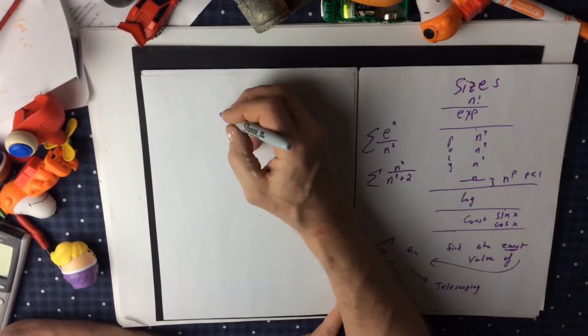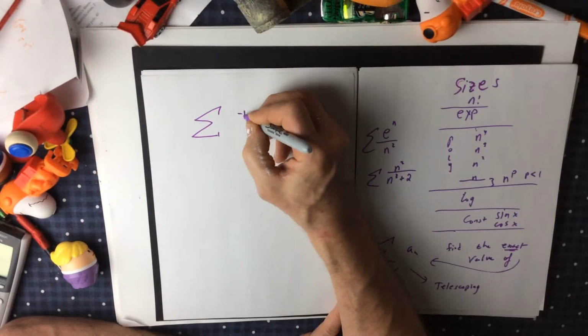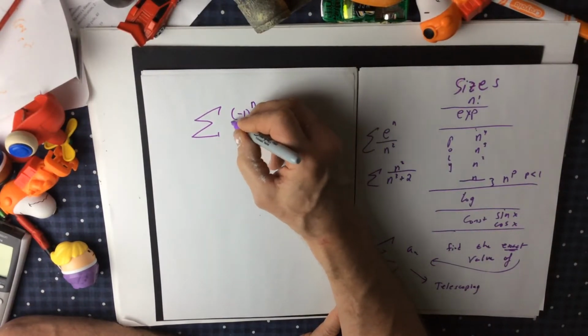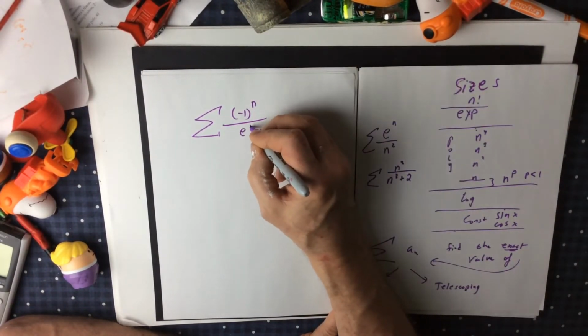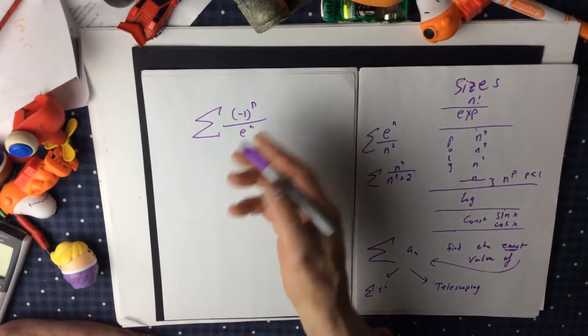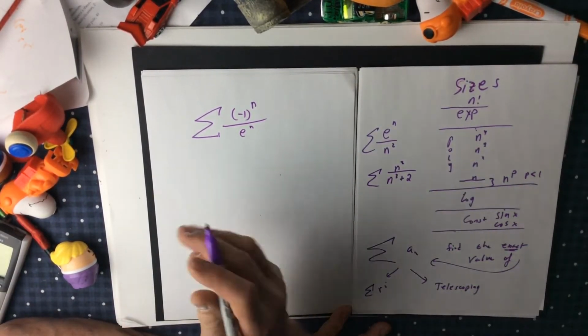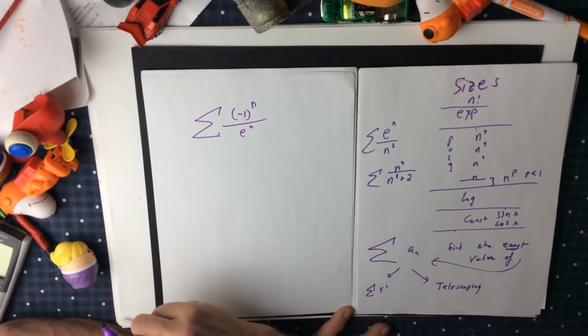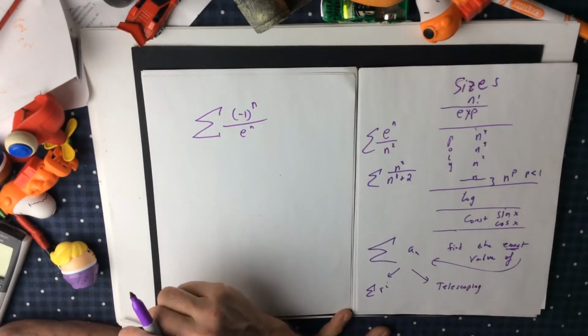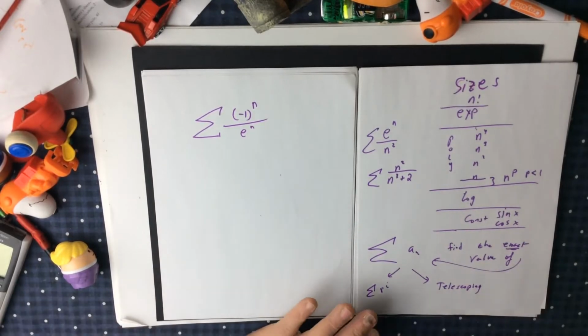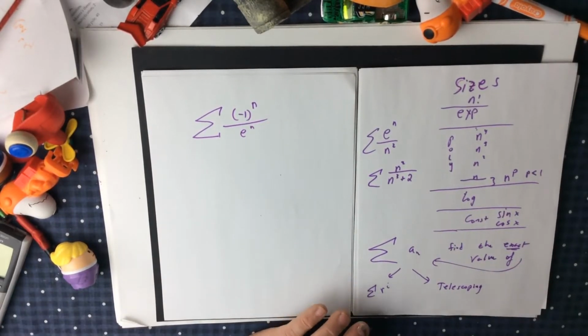Now, another series that's nice to spot is when you have negative 1 to some power, and let's put it over e to the n. Well, this is set up for the alternating series test, where we just have to take a limit of the terms and see if they get small, and we can conclude convergence or divergence. It is very powerful to know a way to start.